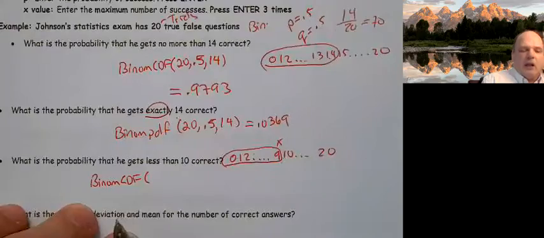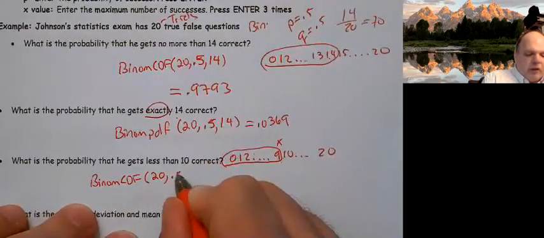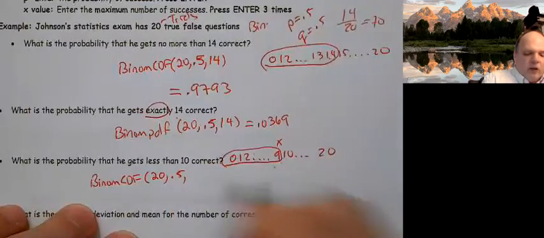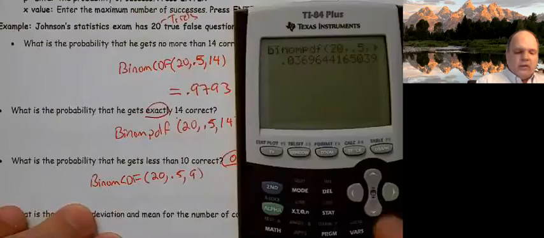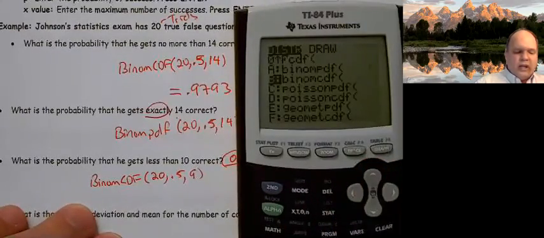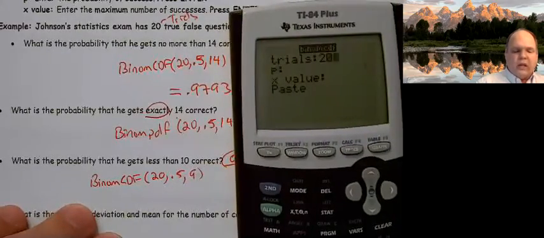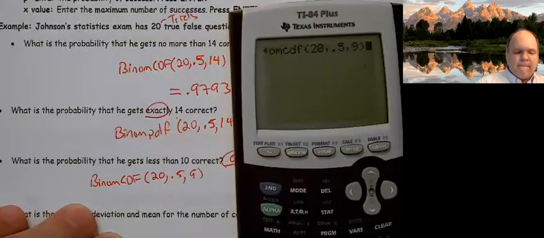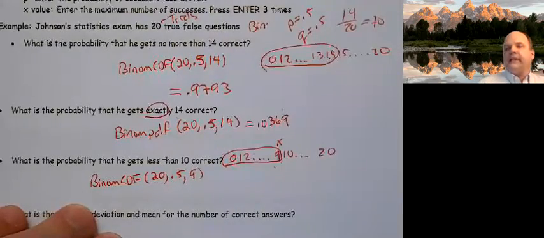So once again, my number of trials is 20. My probability of success is 0.5. My X value in this case is 9. So second vars, binomial CDF, because I had multiple values. Trials is 20. Probability of guessing is 0.5. My X value is 9. And I end up getting 0.4119.